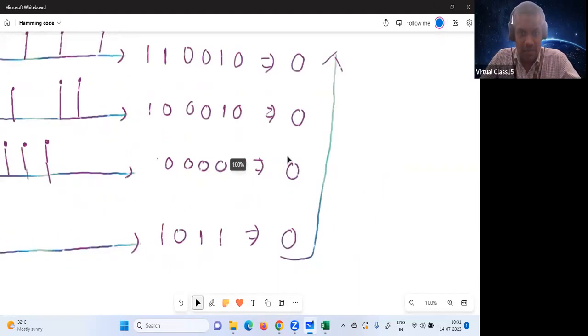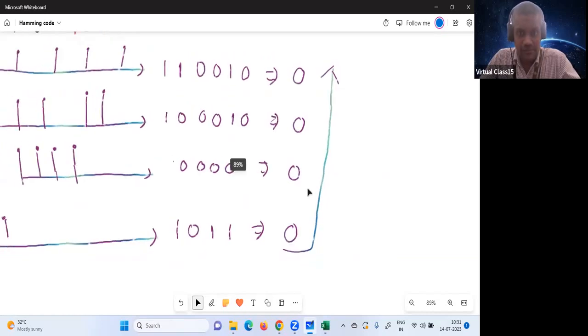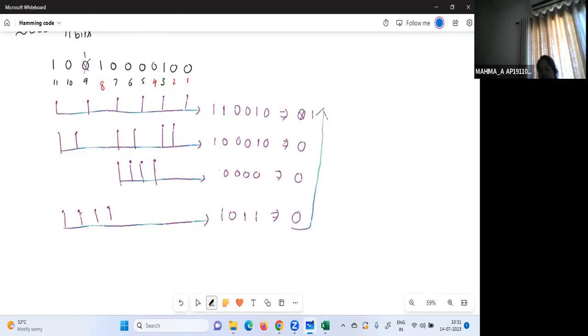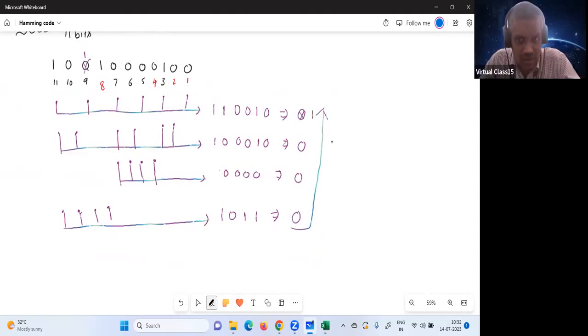As a result, again compute the parity. What is the parity here? Odd parity. This is even only, and this is odd parity. So finally you can see these are all not zeros, which means that the error is detected. Try to understand.